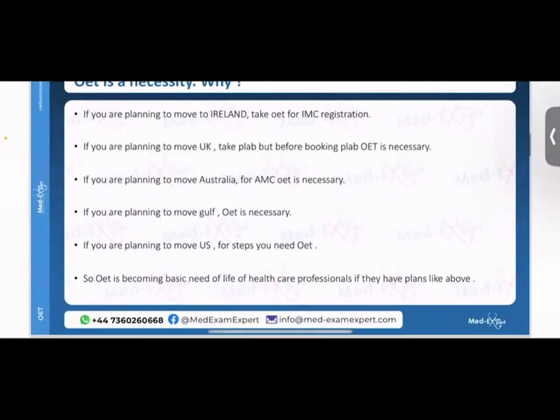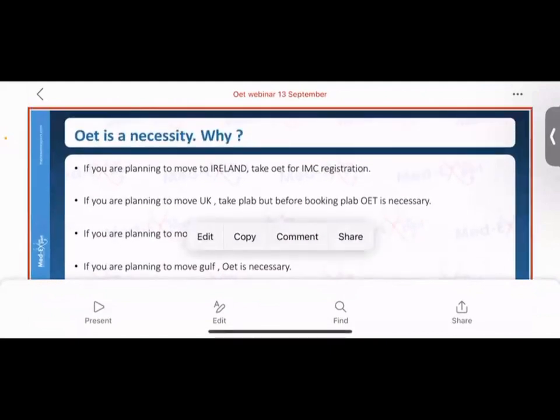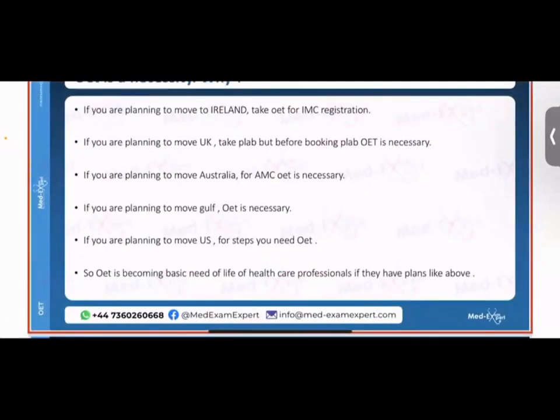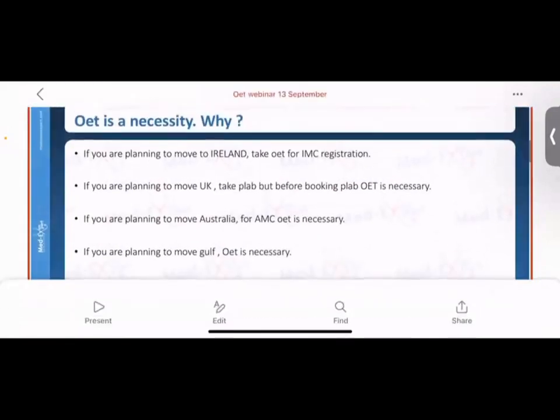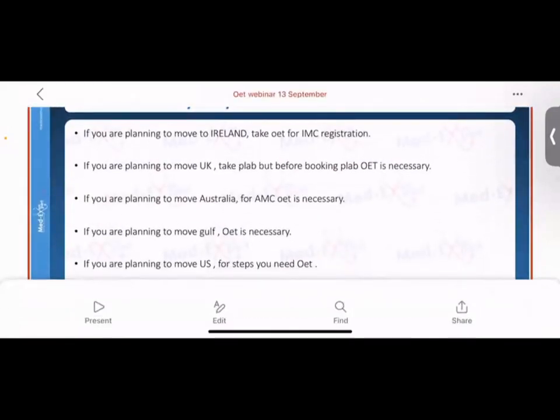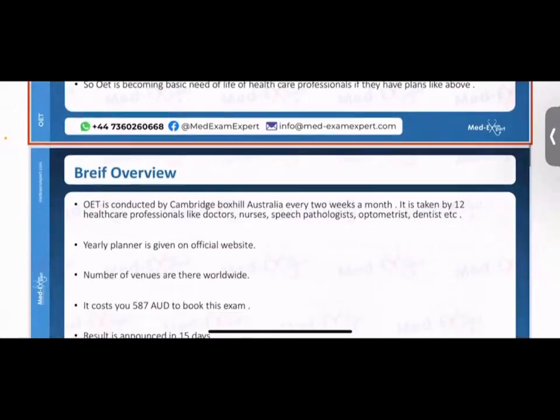So further, if you are moving to Australia for AMC, OET is necessary. If you are planning to move to Gulf, OET is necessary. If you are planning to move US for steps, you need OET. So OET is becoming basic need of life of healthcare professionals if they have plan like above. So the aspirants, participants who are with us today, most of you must be having a plan like these, and you must now have an idea that why OET is a necessity these days.